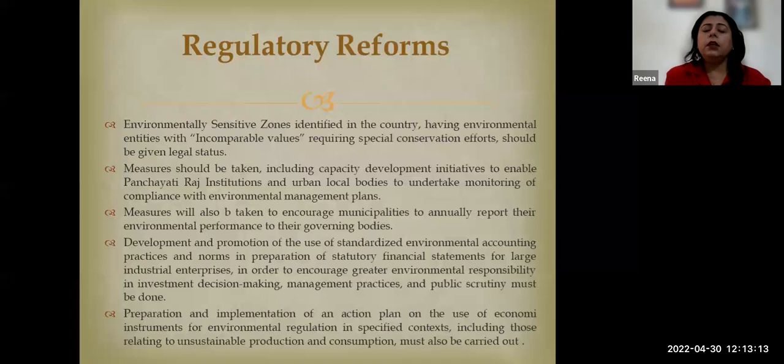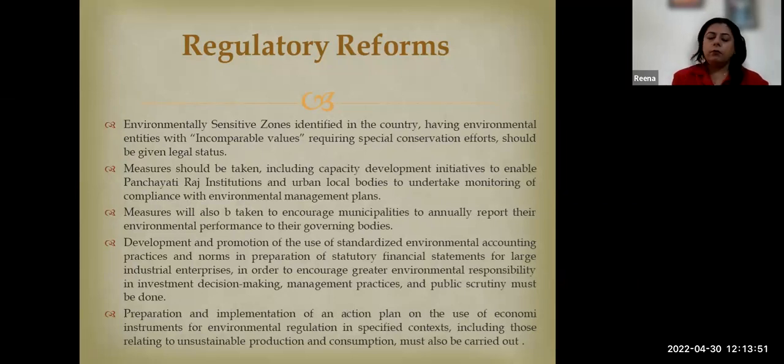Again, environmentally sensitive zones identified in the country have environmental entities with incomparable values. For example, the biodiversity in a sensitive zone cannot be calculated in monetary terms, and it is not a tangible asset which can be calculated. So it has an incomparable value, and it requires special conservation efforts. So I will be preparing a special wildlife management plan if I am going to implement any project activities even in the vicinity, not inside the sensitive zone, even in the vicinity.